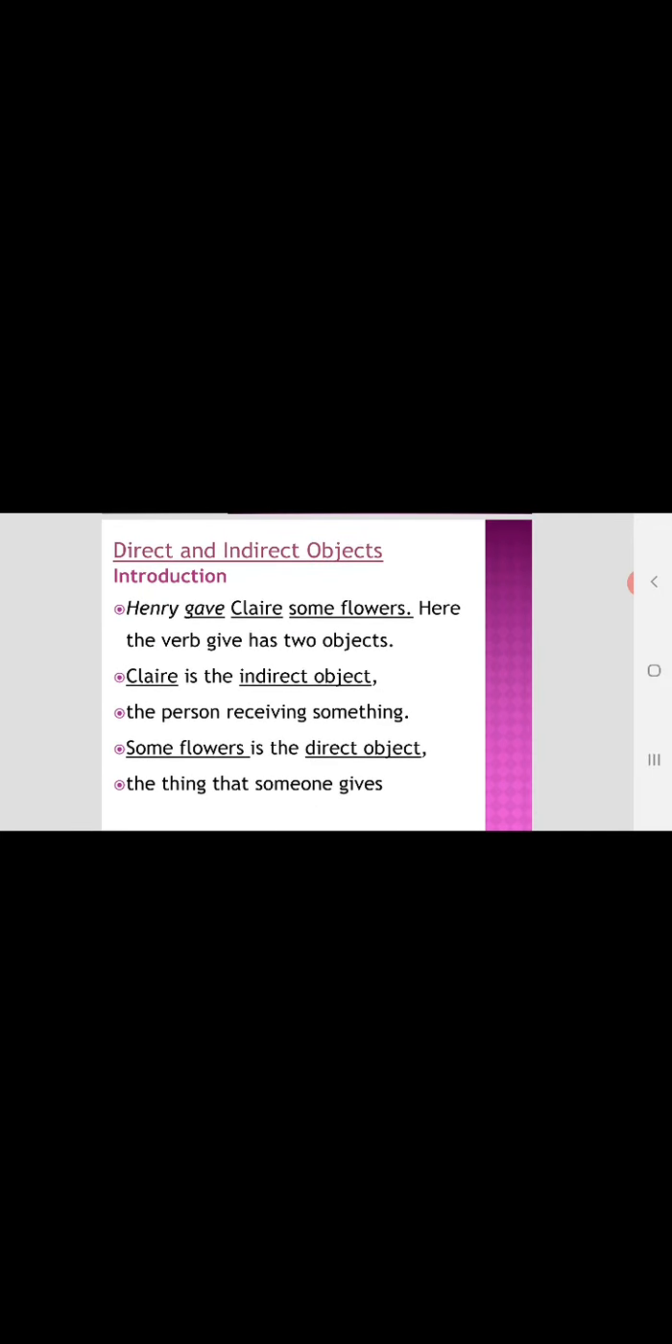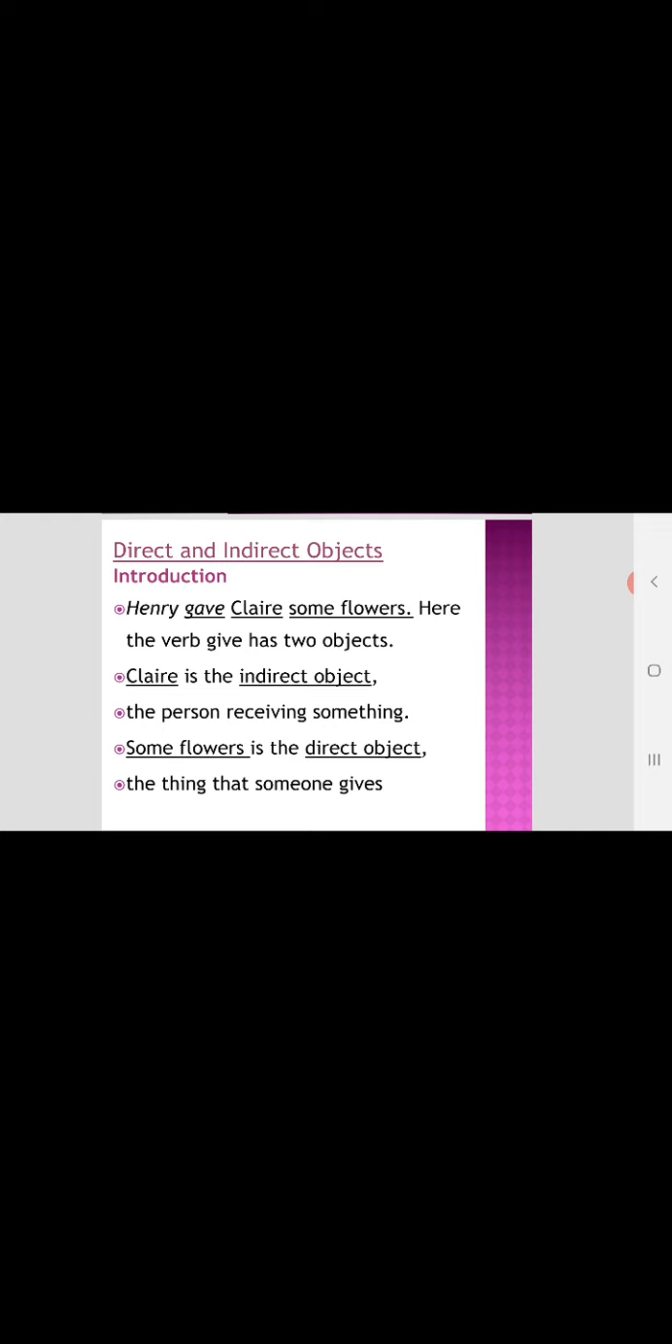Hello students, today we will do exercise 3 from Oxford Practice Grammar. Direct and indirect object. Look at this sentence. Henry gave Claire some flowers.